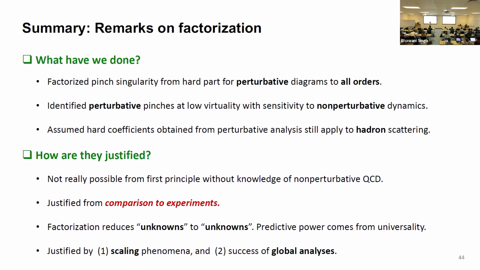Therefore, the factorization is really justified first by the scaling phenomena, which we discovered in the first days of QCD. And second, to this day, it's justified by the tremendous success of the global analysis of PDFs, which I will talk about in the next lecture. We already know that with only a handful of parameters we can fit thousands of data points with great precision. And that's why we trust the result of factorization. And that ends this lecture. Thank you.